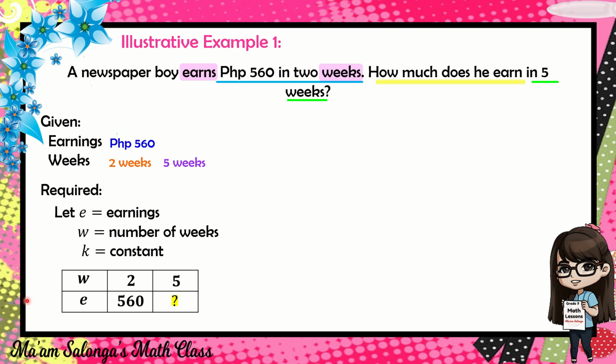Now, dahil nakumpleto na natin yung table, pwede natin gawin yung step 1. Formulate variation statement. Since this is direct variation, we have now E equals KW. Remember, E is the dependent variable and W is the independent variable. Why? Kasi nakadepende yung earning na makukuha ng newspaper boy sa number of weeks na itatrabaho niya.